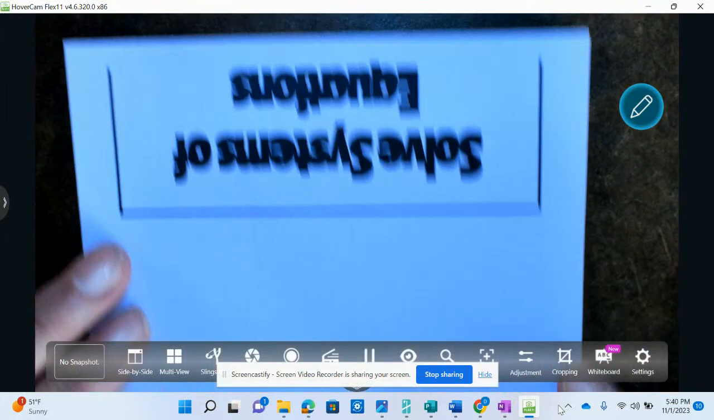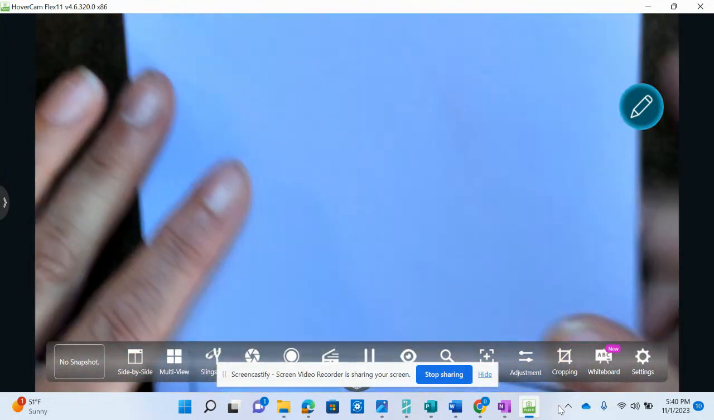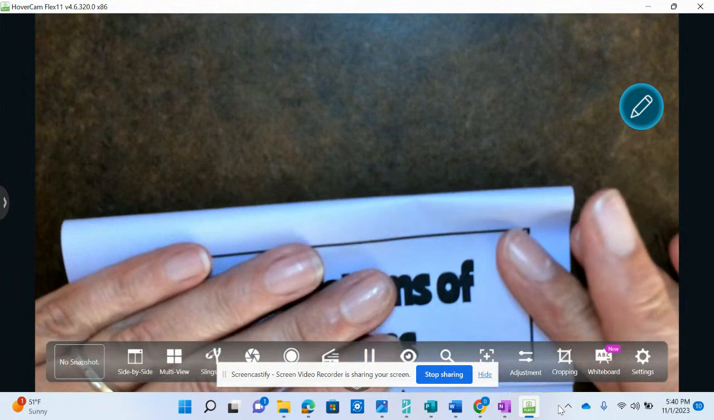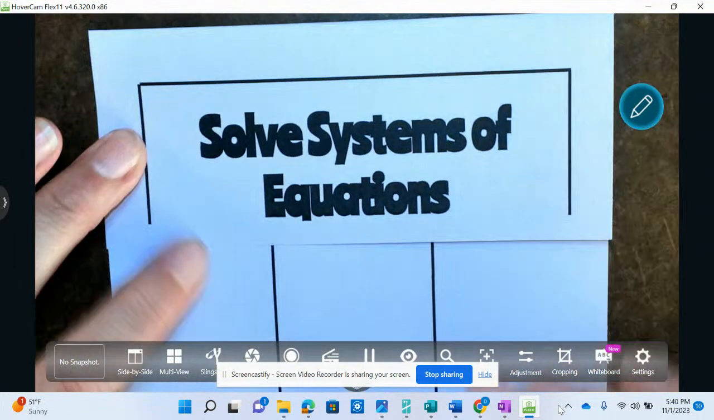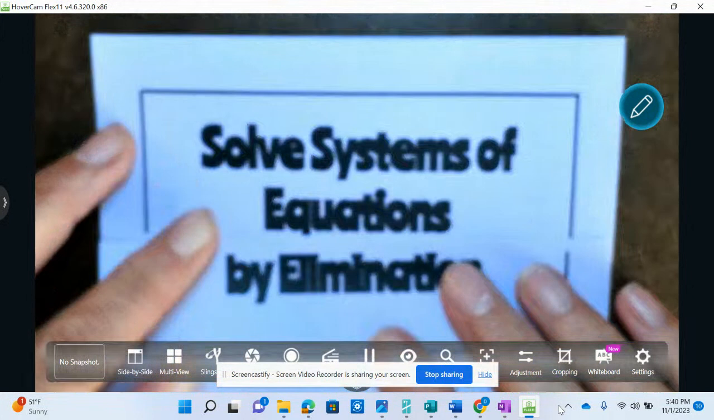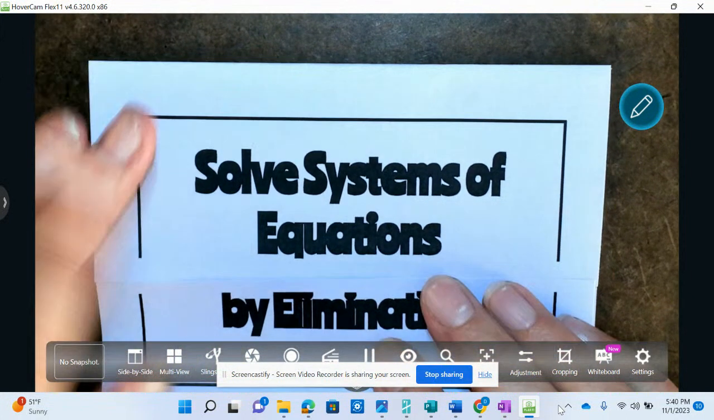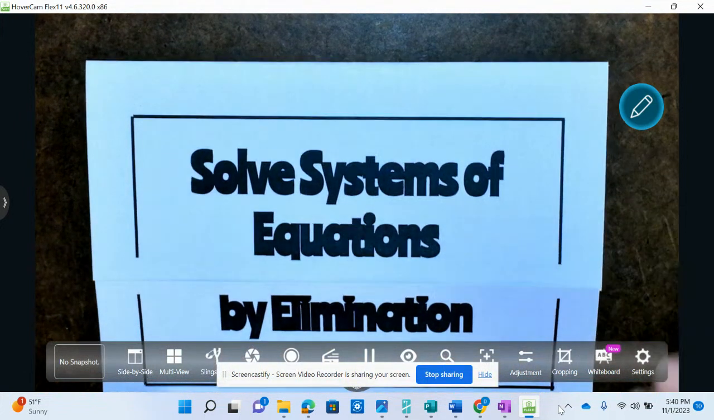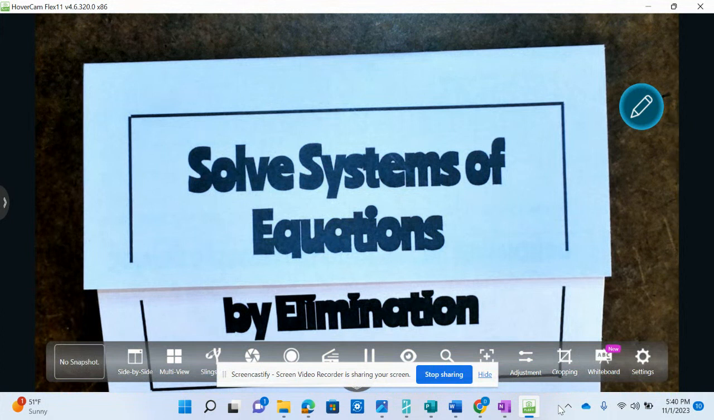So solve systems of equations by elimination. I'm going to do the same thing. I'm going to flip it over, and I'm going to take it and try to fold it in towards the middle, kind of like, I don't know, I keep wanting to say a clamshell, but I don't know if I'm saying that right. But anyway, this one actually turned out a little bit better, but that's only because I messed up on the first one, and so I adjusted the spacing on the second one.